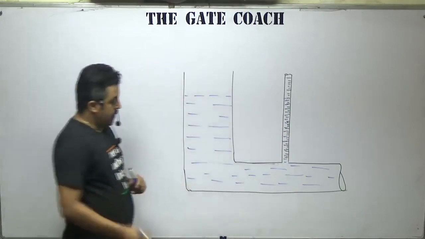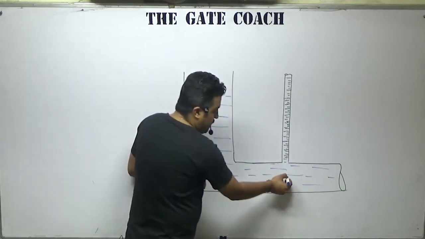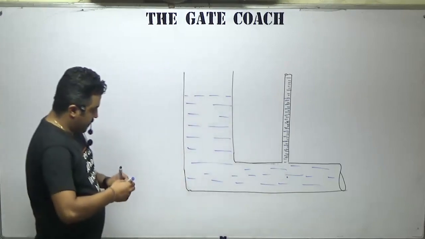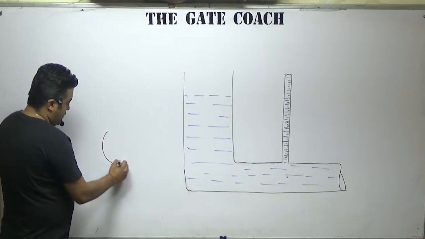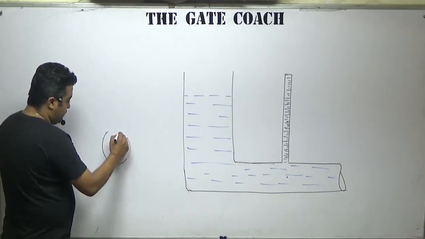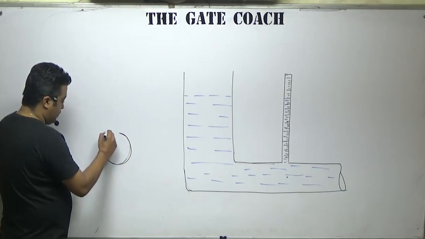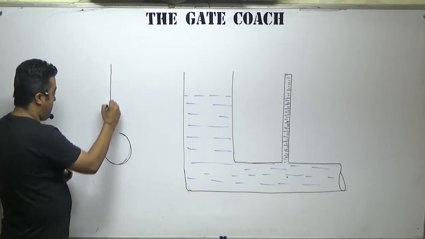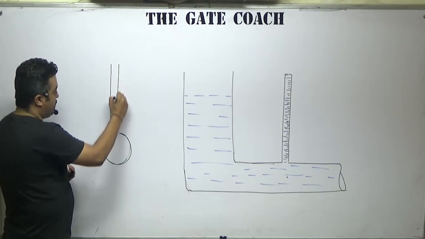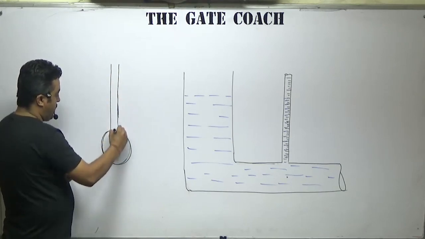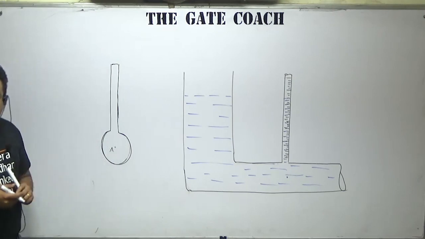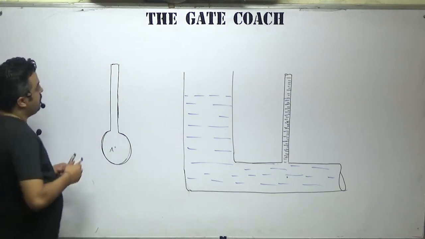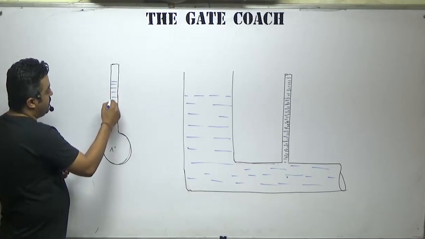Okay, now let's suppose this is the center of the pipeline. So I think another way will look like this one. If you are saying this is the cross section of the pipe, so this is our piezometer. So we are saying this is the center of the pipe, and this is the gauge point. Gauge point is a point where we want to measure the pressure. Okay, now the level is up to this point.